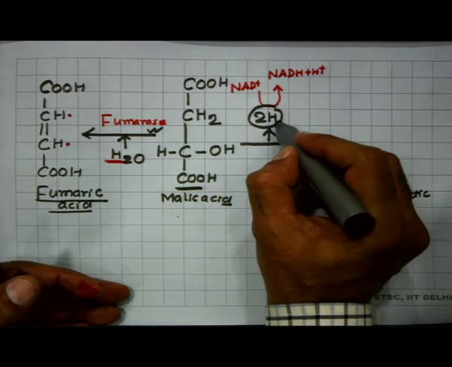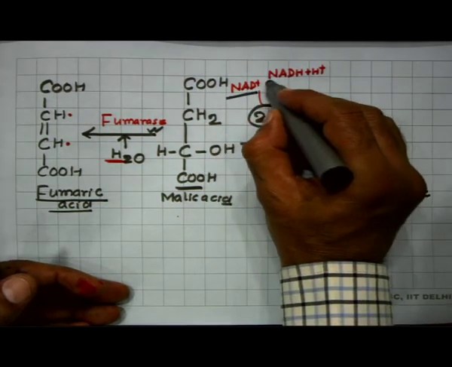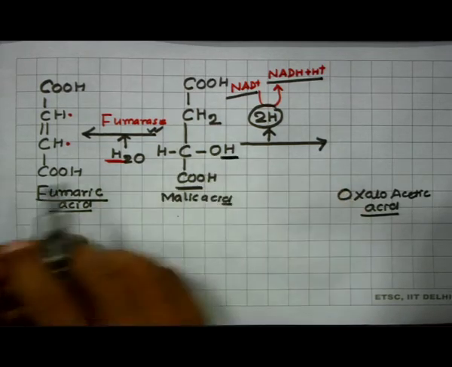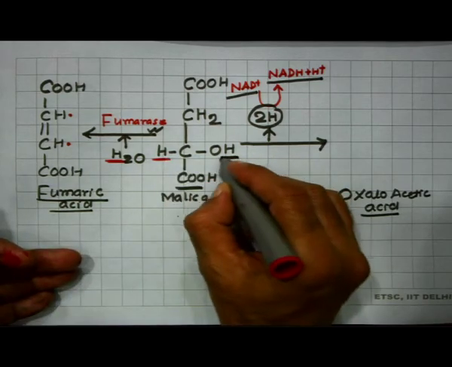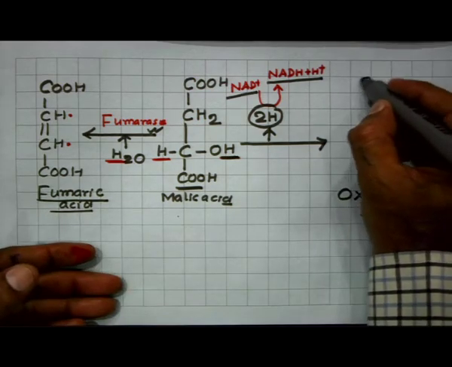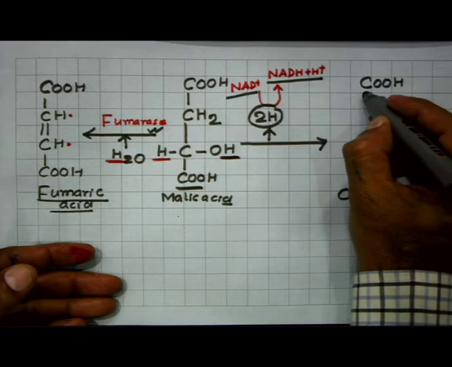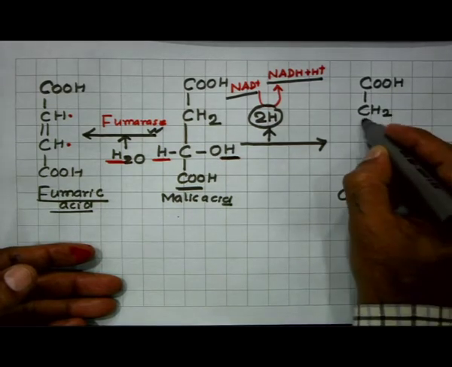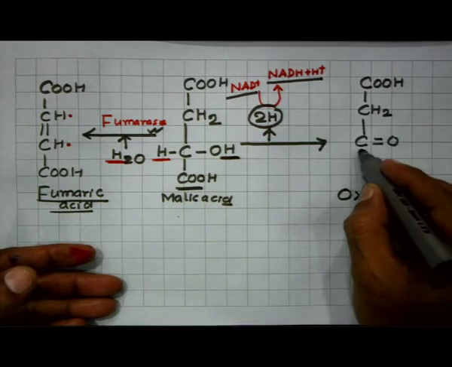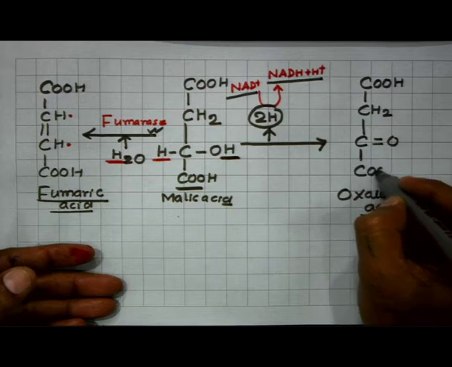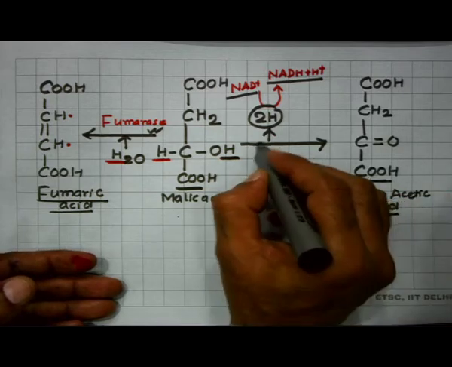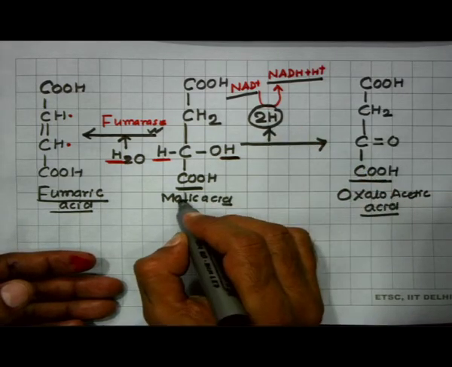This hydrogen is added to the NAD and converted to NADH2, and this hydrogen and this hydrogen are going to be removed from the malic acid. So, we can easily write the structure of oxaloacetic acid, which is already in my first reaction: CH2, here only oxygen is present, so oxygen is written as a double bond, and COOH is there. So, there is the formation of oxaloacetic acid and removal of hydrogen from the malic acid.